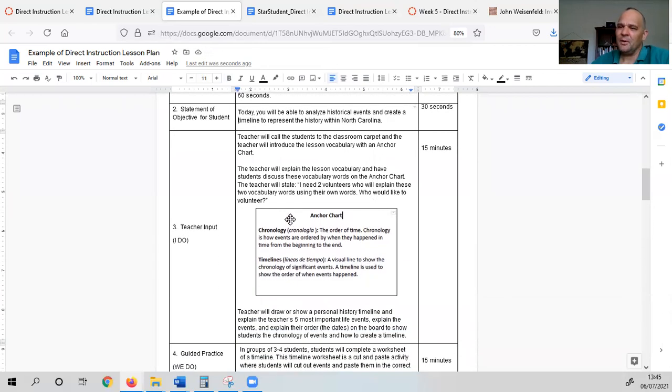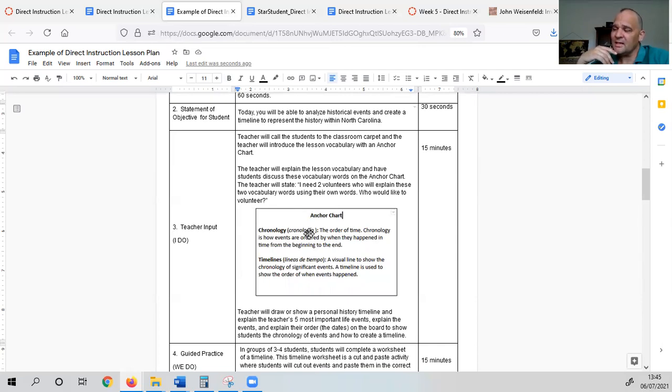Then in the teacher input part, you see I've included an anchor chart. And as a teacher, what I would do is set the students up for success in this lesson by first explaining some of the vocabulary of the lesson. I do this on the classroom carpet. When I taught for about a decade in Washington, D.C., teaching elementary school kids, usually in the I do part, I always would do this section on the classroom carpet. So it was a nice gathering spot. We could talk and get the kids set up for success for the lesson.